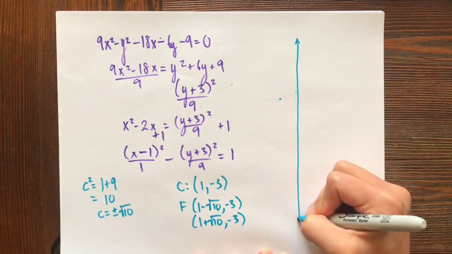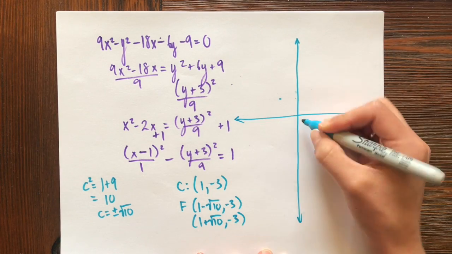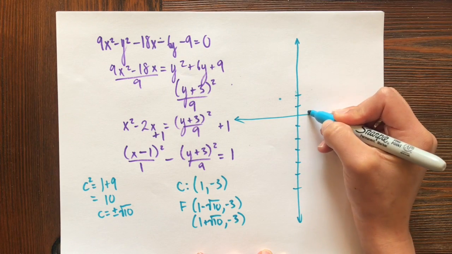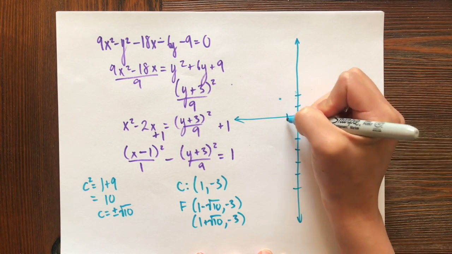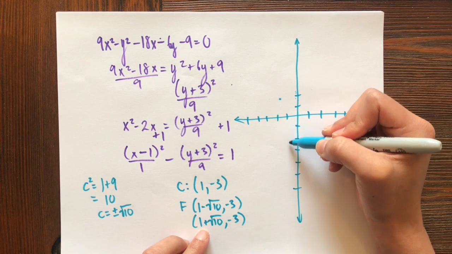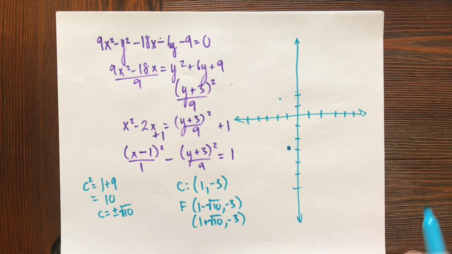So I'm going to draw this out, kind of making a graph here. I know that my center is going to be at 1, negative 3, so I'm going to plot that point first. I actually plotted it on the wrong side, which I just realized. It should be on the other side. But anyway, the rest of this will be the same.